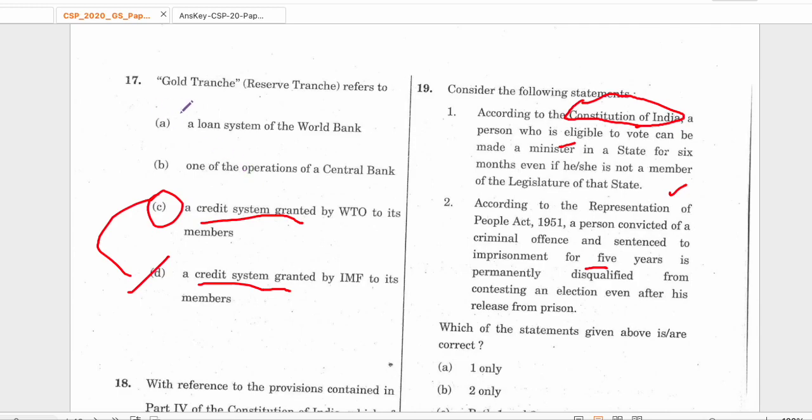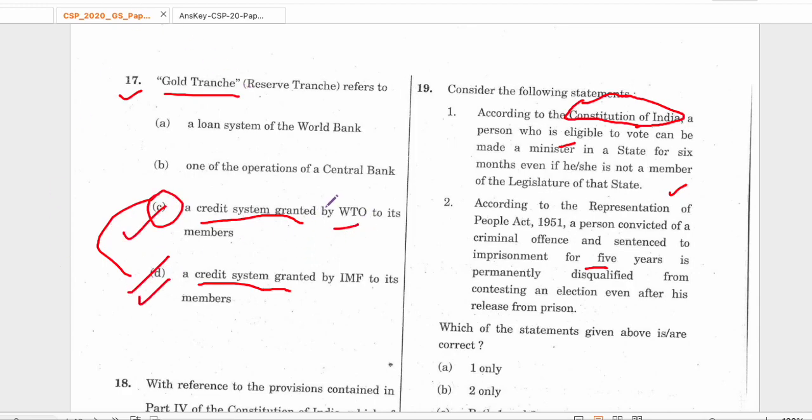Gold tranche, reserve tranche refers to... you should know it, it should be in your mind if you know the IMF and how things work. If you don't know, the options are: a loan system of the World Bank, one of the operations of a central bank, a credit system granted by WTO to its members, a credit system granted by IMF to its members. Credit system has come twice, so either option C or D.